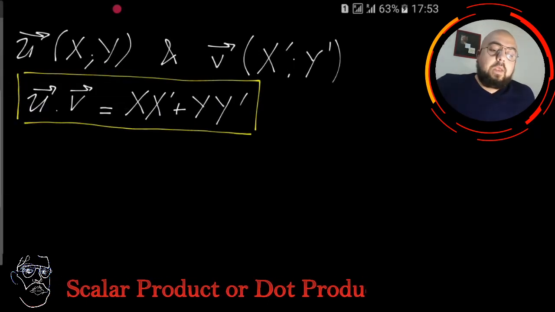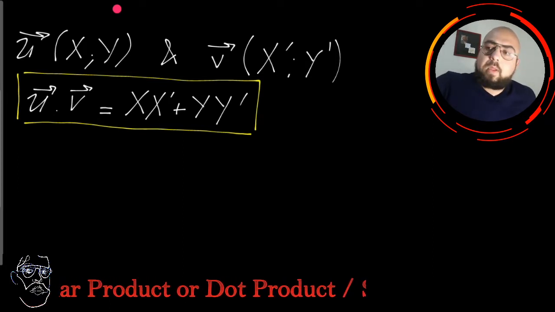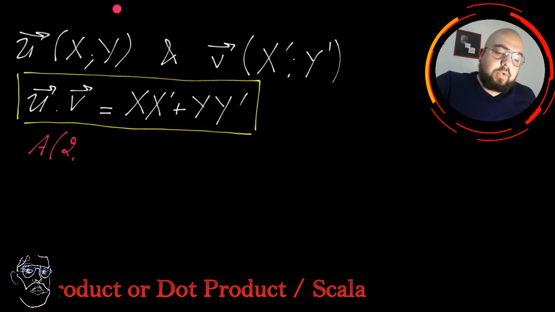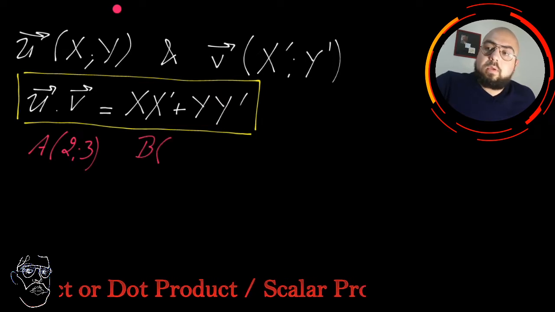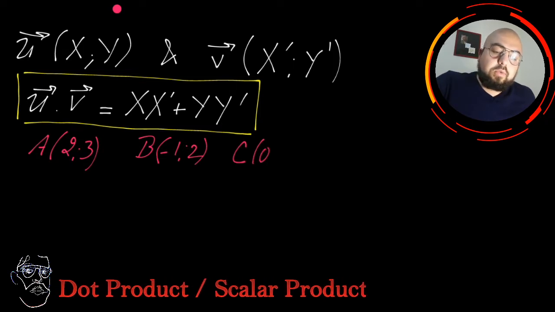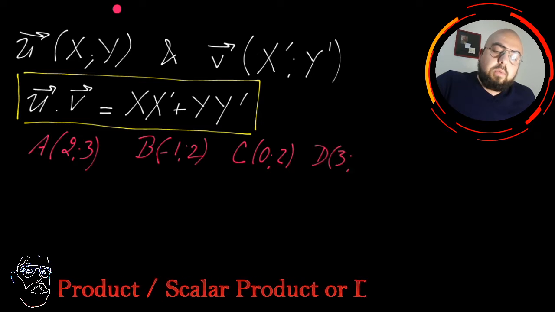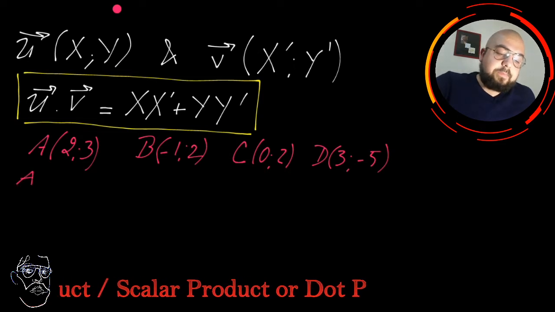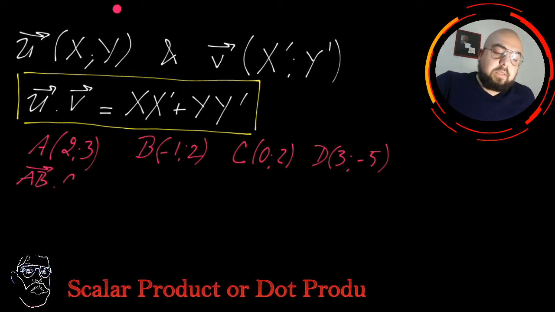Now I'm going to take a certain example. Let's say we have A with the coordinates 2, 3, B with the coordinates -1, 2, C 0, 2, and D 3, -5. So how do I calculate, let's say, AB scalar CD?